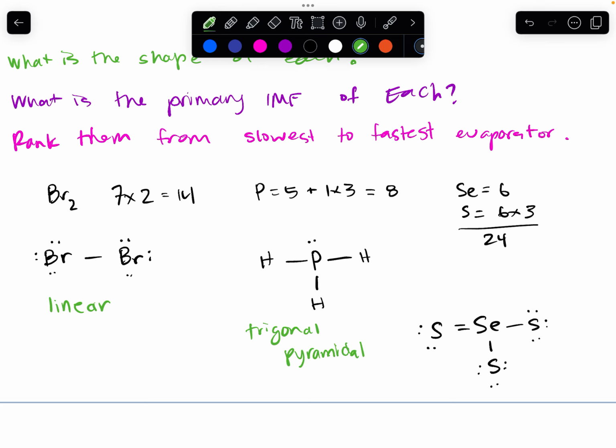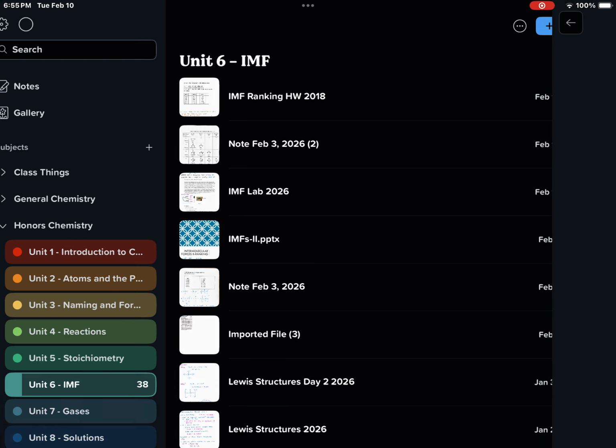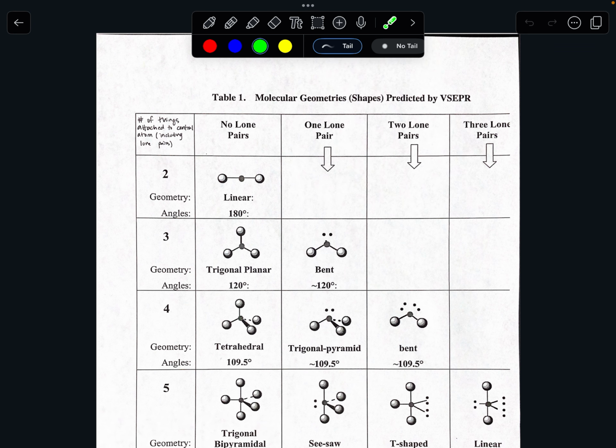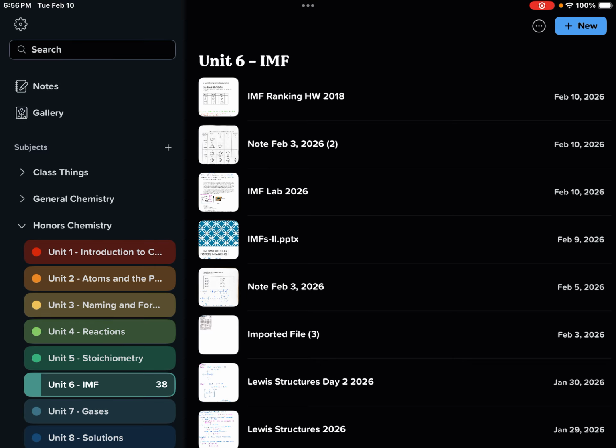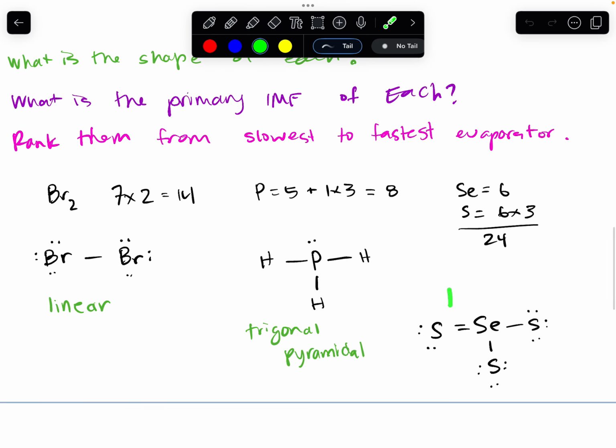Okay, and then the last one has 3 things attached and no unshared pairs. 1, 2, 3 things attached to the central atom, no unshared pairs. So according to our shapes chart, when you have 3 things attached and there's no unshared pairs, you are trigonal planar. Okay, so all these elements are on the same plane. So trigonal planar is the name of this last one.